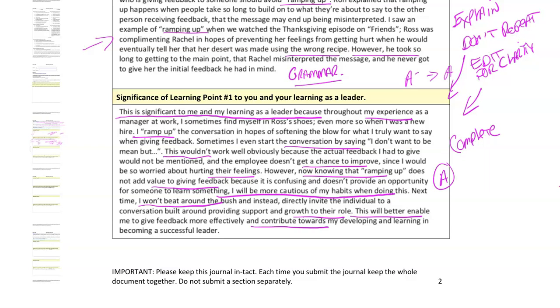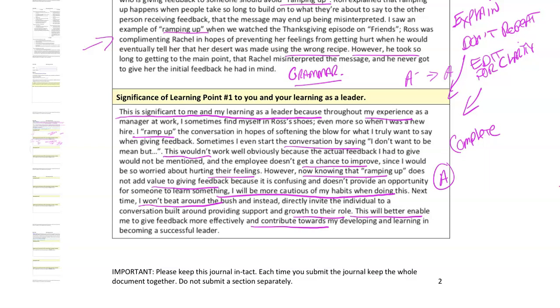And the best part is the learning you put down here, because it's important to you. And this is really important that you do this. You've got to talk about the things that matter to you. Focus on really specific things. In this case, the person talks about ramping up, which is a specific lesson about doing feedback well.